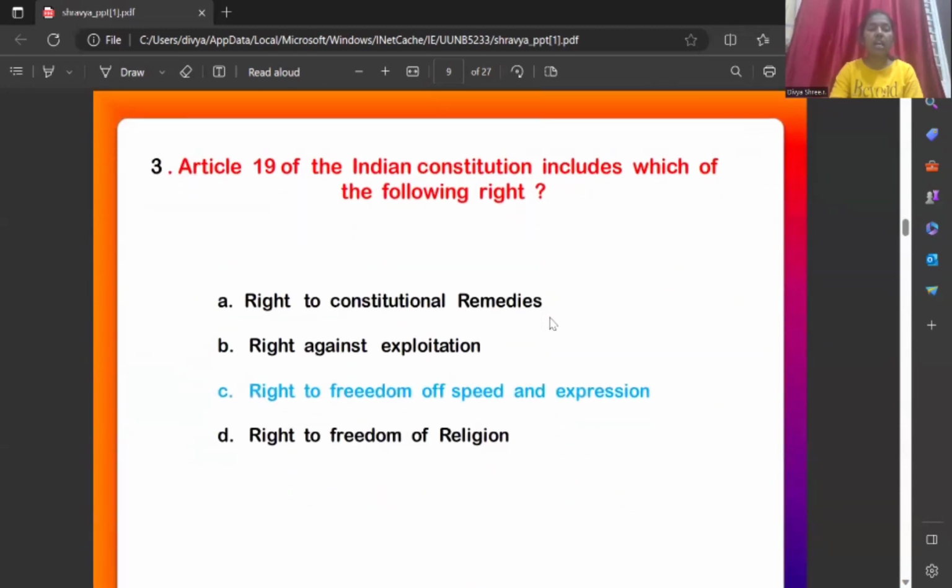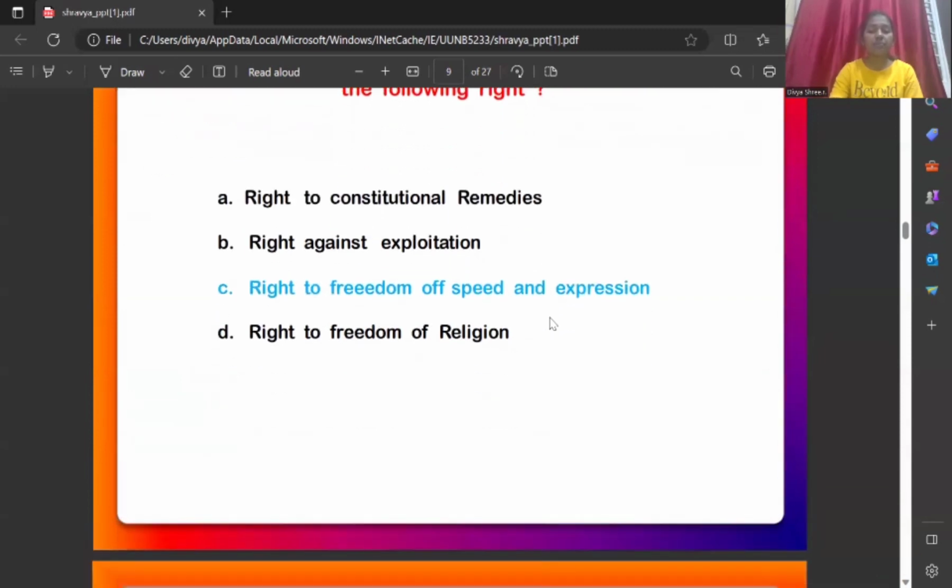And the third question is, Article 19 of the Indian Constitution includes which of the following rights? The options are: option A is right to constitutional remedies, option B is right against exploitation, option C is right to freedom of speech and expression, and option D is right to freedom of religion. The answer is option C, that is right to freedom of speech and expression.